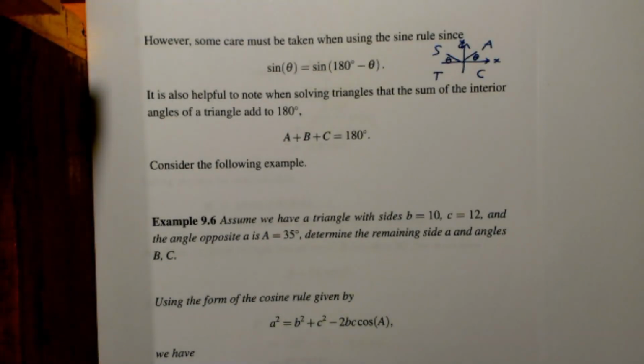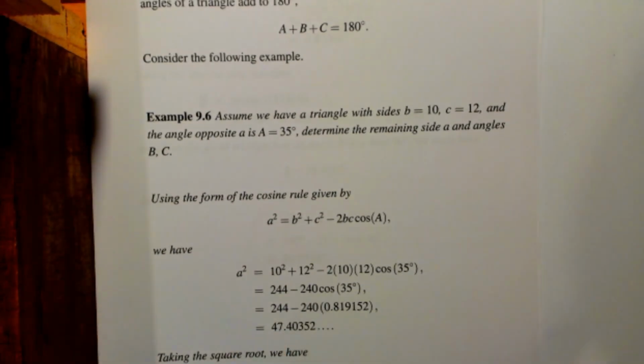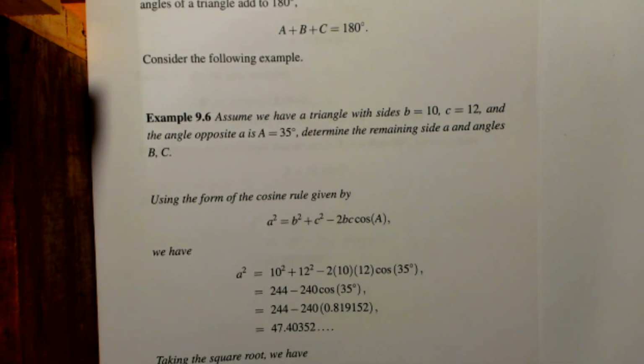It's also helpful to note that when solving triangles, the sum of the interior angles of a triangle adds up to 180. So you can use this identity to discard some of the answers you might get when you're taking an inverse sine. All right, let's have a look at the following example. Assume that we have a triangle with sides 10, 12, and the angle opposite A is 35 degrees. Determine the remaining side A and angles B and C.